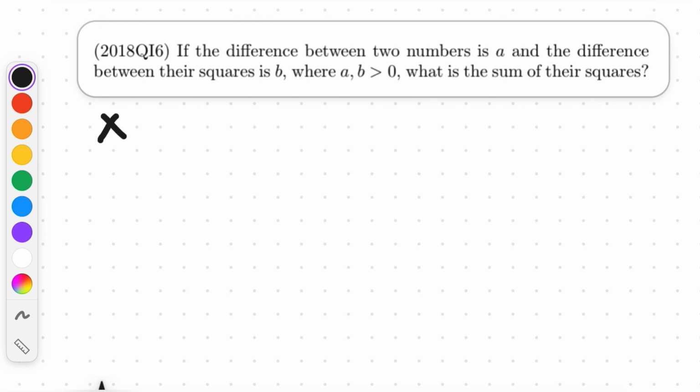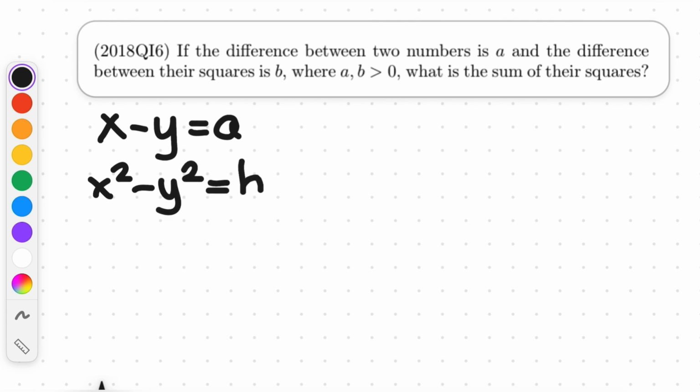Say x minus y is equal to a, and the difference between their squares, x squared minus y squared, is equal to b.